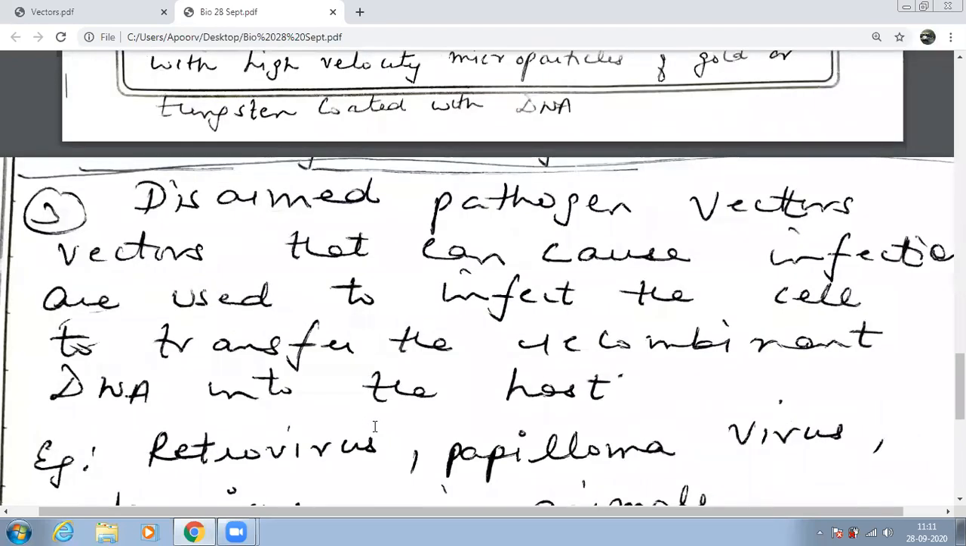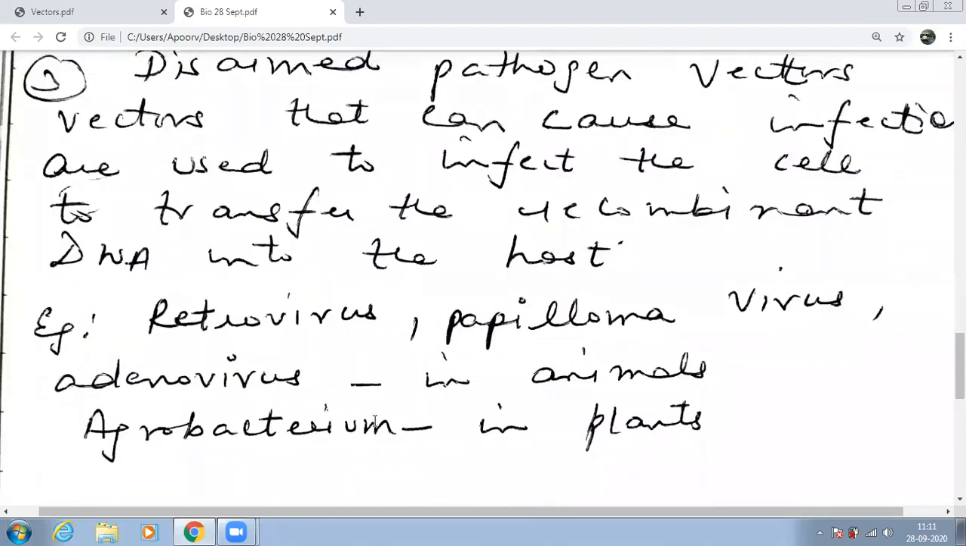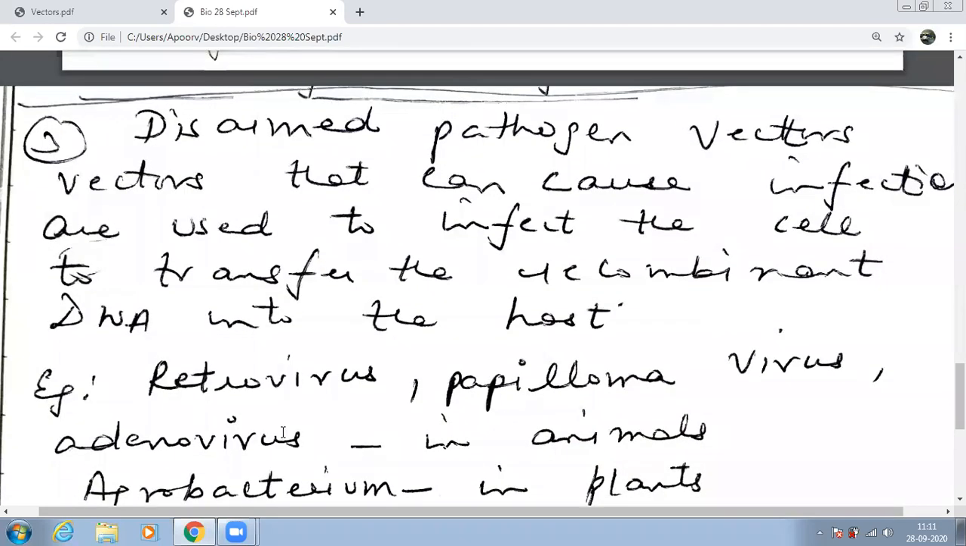Okay. Now I'm not taking this. I'm taking the last one with you very quickly. This is the disarmed pathogen vector method. What do we do in this? Vectors which cause infection are used to infect the cell. Use the same cells, the same vectors which cause infection, and through them you insert your foreign DNA. Mainly the ones which are used are retrovirus, papillomavirus, and adenovirus. Remember these names, they are very important. Speak quickly. Retrovirus, papillomavirus, and adenovirus.